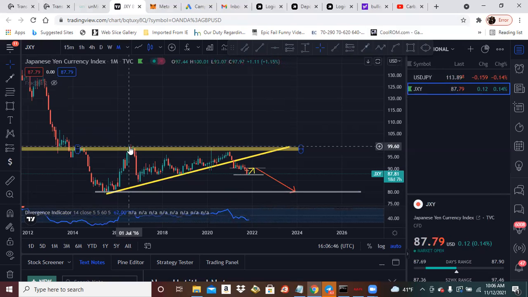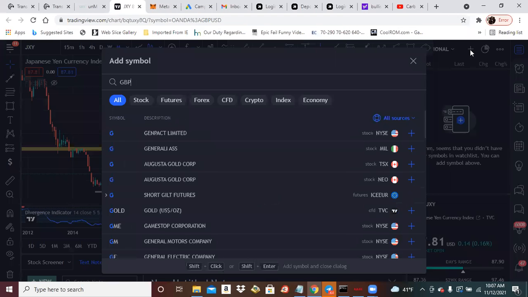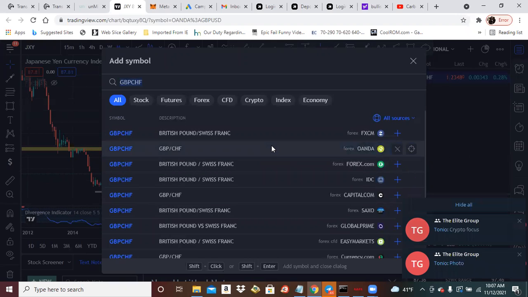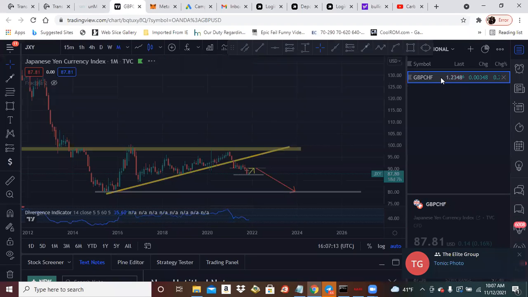This area just did not want to get broken. And it broke out of the trend. You see what I'm saying? In the class, we took a GBP CHF trade.